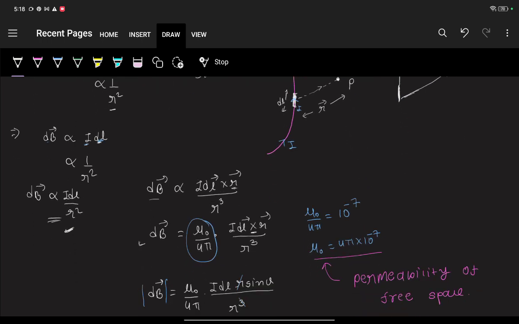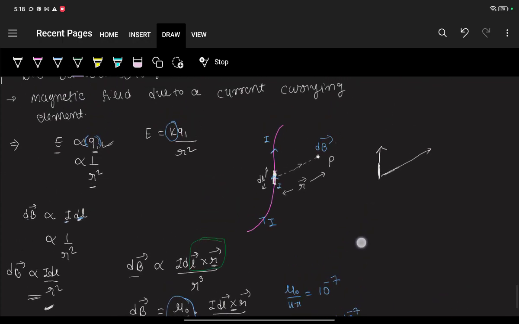From this formula, it is dl cross r. So this is dl, I, this is r. If you use the screw rule from dl to r, you will notice that the screw will go into the page, right? So the magnetic field would be into the page, okay? And if this point was, let's say, on the left hand side, the magnetic field would be in the outward direction, okay?